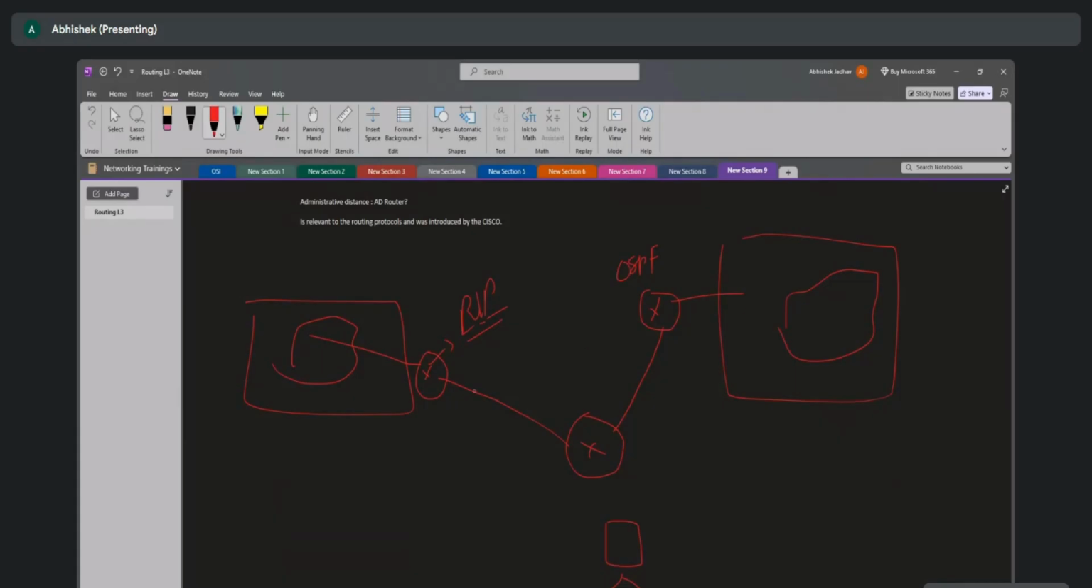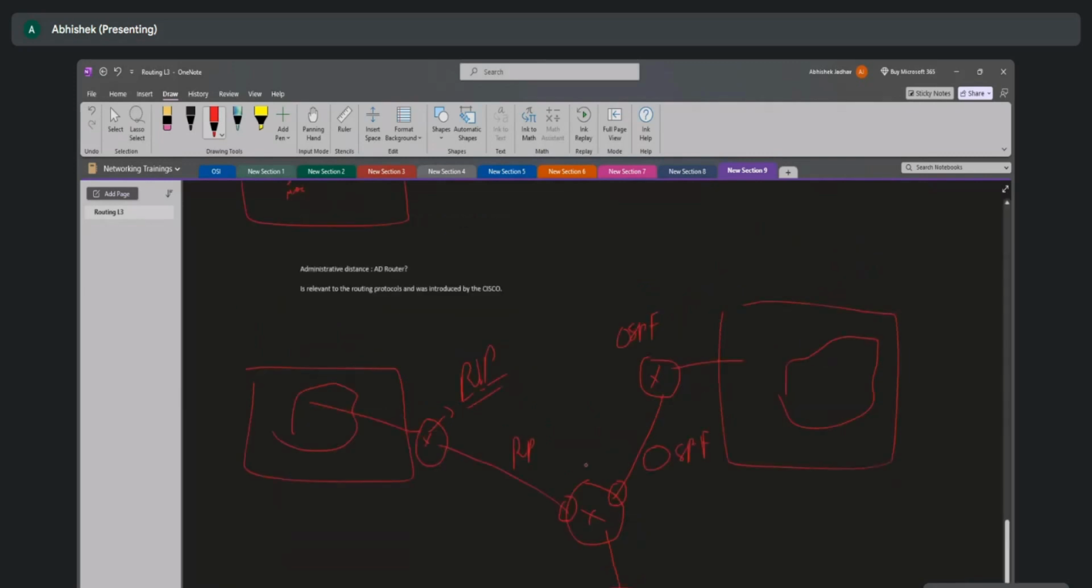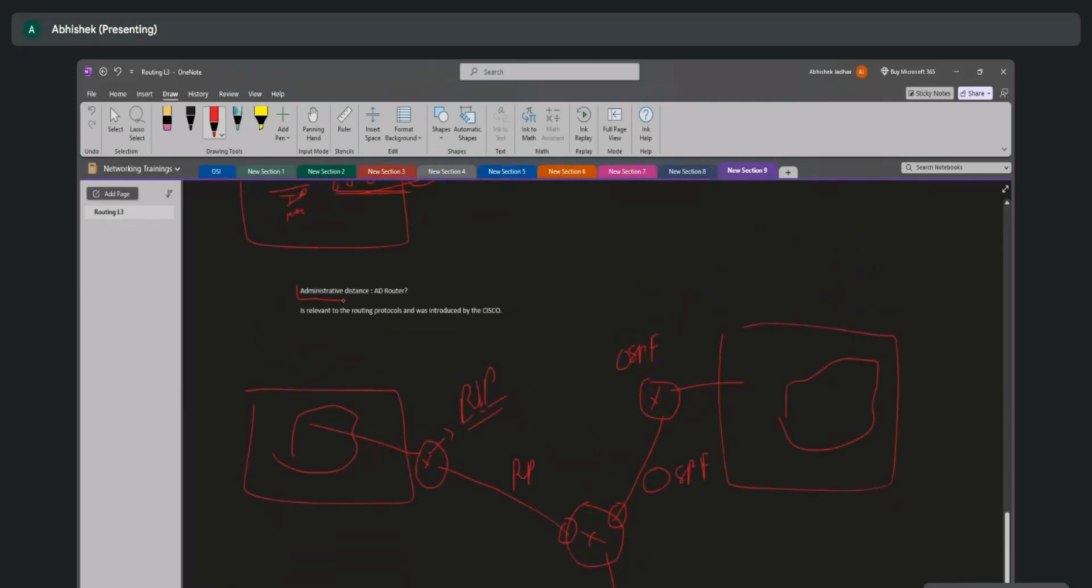Okay. Now, how will this particular router decide whether the packet should be routed through this interface or whether it should go through this interface? Because here the routing protocol is configured as RIP, but here the routing protocol is configured as OSPF. Now, how will this device understand whether it has to go via this or via this? That is the main advantage of administrative distance.